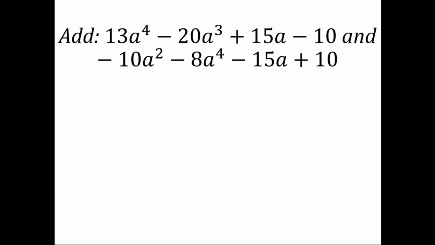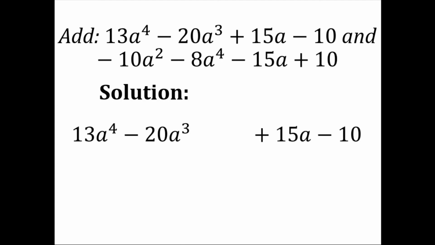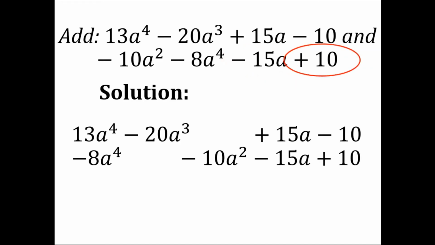Another example. 13a raised to 4 minus 20a cubed plus 15a minus 10, and negative 10a squared minus 8a raised to 4 minus 15a plus 10. Let's add. Negative 10a squared. You do not see any term similar to that term, so you write it on a space, not on the same column with any other terms. Negative 8a raised to 4 is similar with 13a raised to 4. Negative 15a is similar with positive 15a. Positive 10 is similar with negative 10.